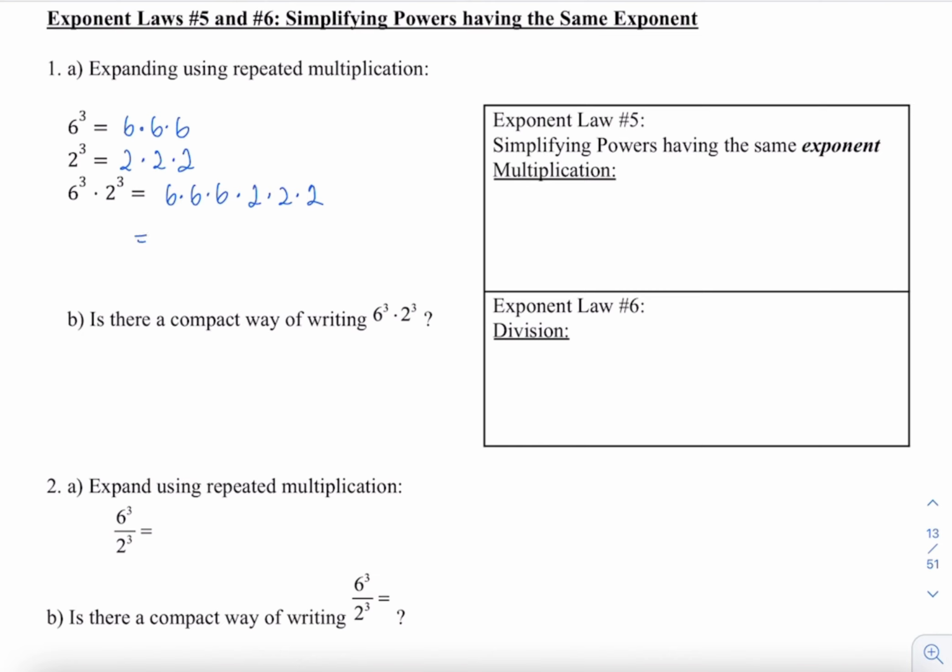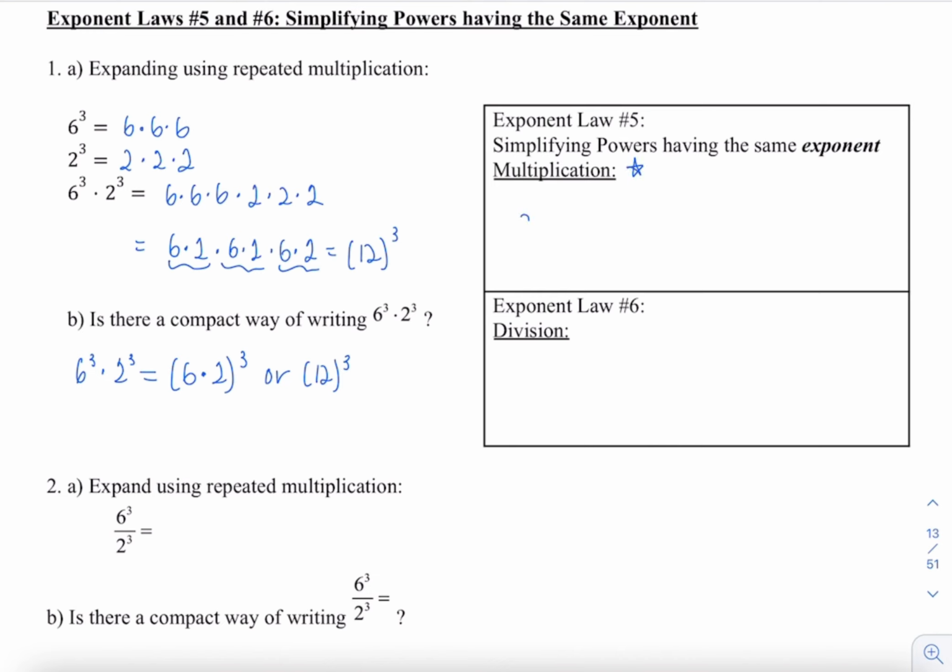Well, I can see that there's actually a shorthand way of writing this, which I'm being asked in part B. Yes, there's definitely a compact way of writing this, because if I pair up the 6's and the 2's, I can see that this is actually the same as 12 to the power of 3, because each of these multiplies to 12. So yes, there is definitely a compact way of writing 6 to the 3 times 2 to the 3. I can write it as 6 times 2 to the power of 3, or 12 to the power of 3. This leads us to a general rule for multiplication, which I'm going to write here.